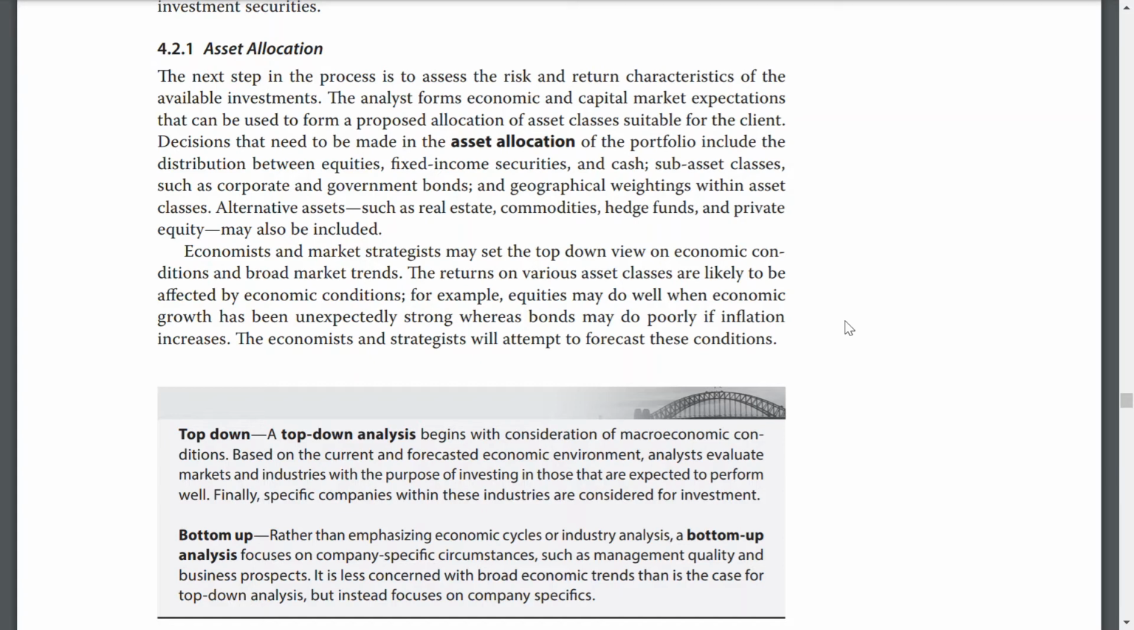Economists and market strategists may set out the top-down view on economic conditions and broad market trends. The returns on various asset classes are likely to be affected by economic conditions. For example, equities may do well when economic growth has been unexpectedly strong, whereas bonds may do poorly if inflation increases. The economists and strategists will attempt to forecast these conditions.